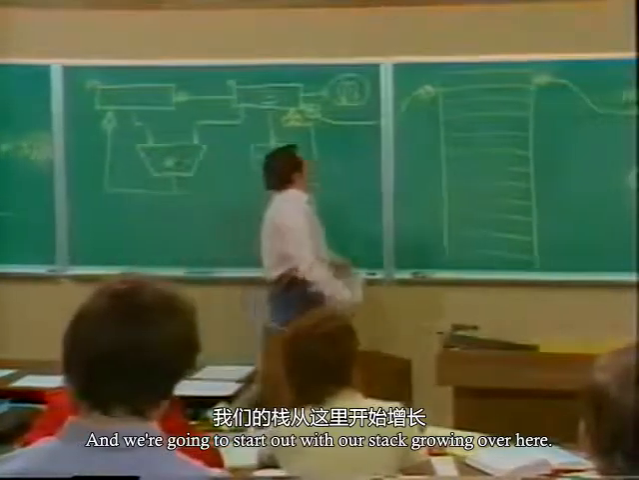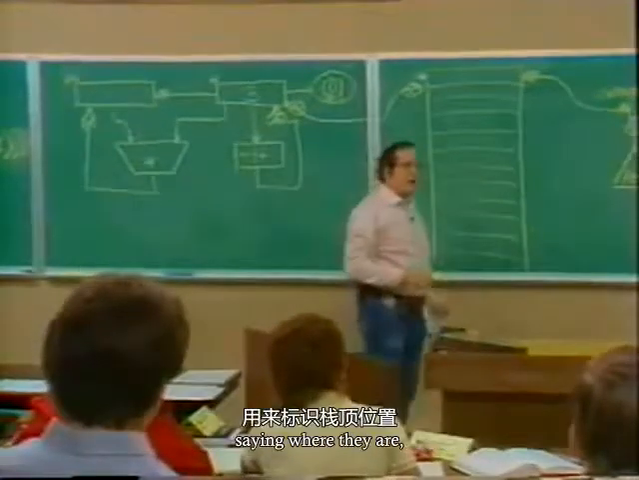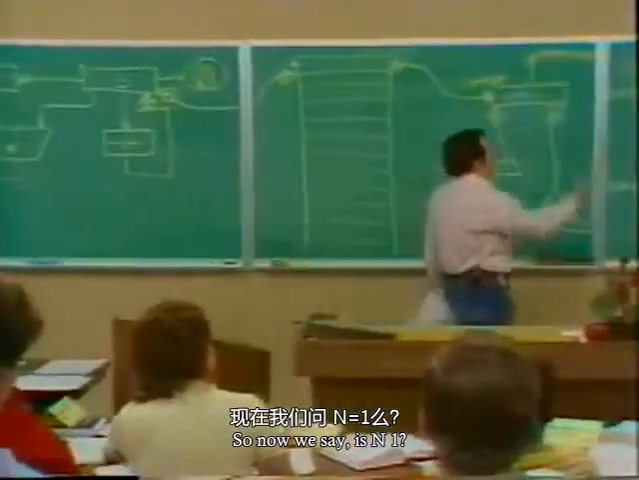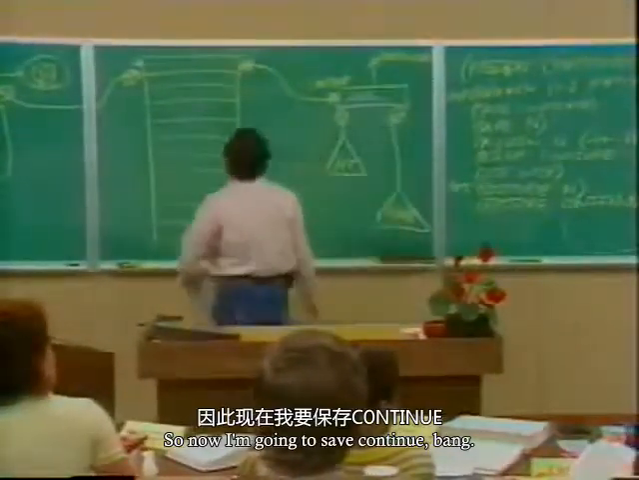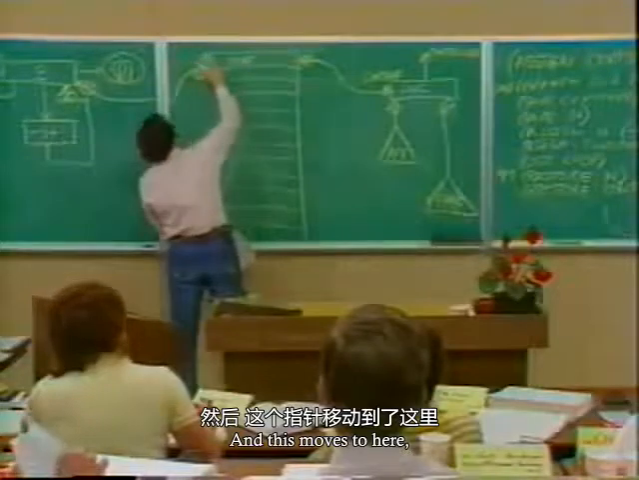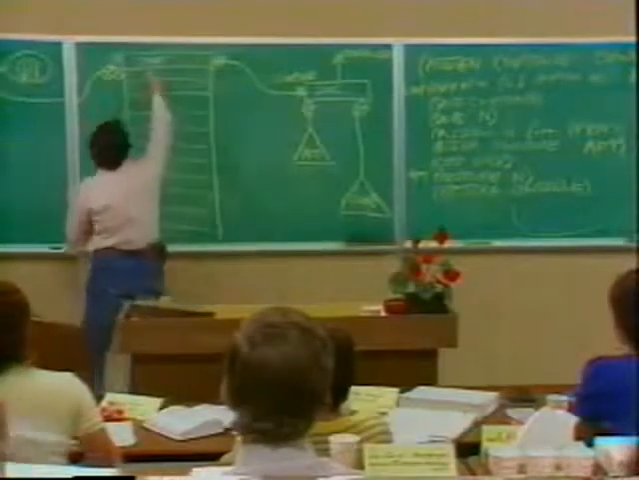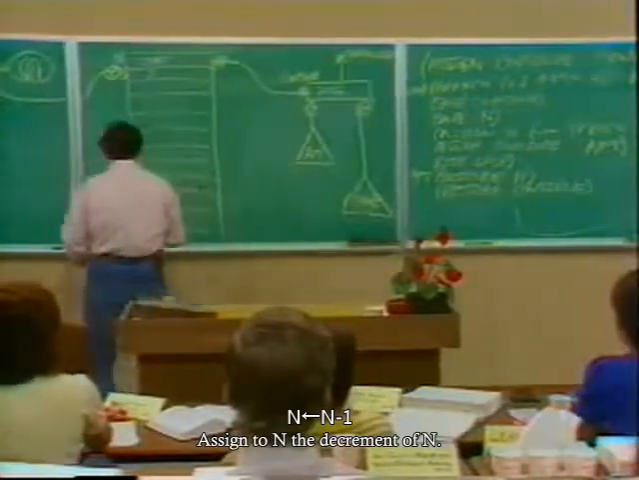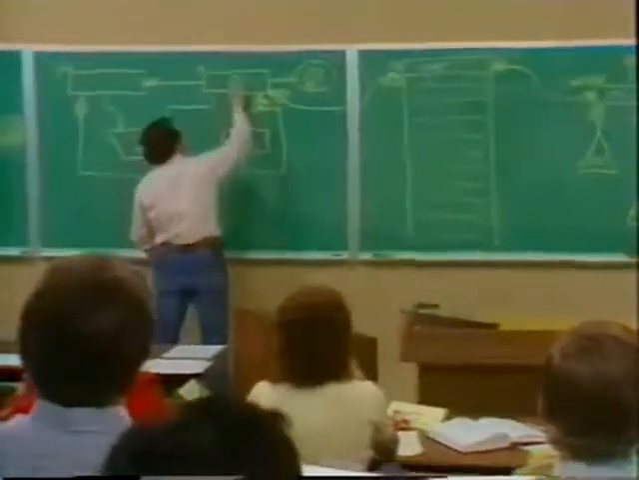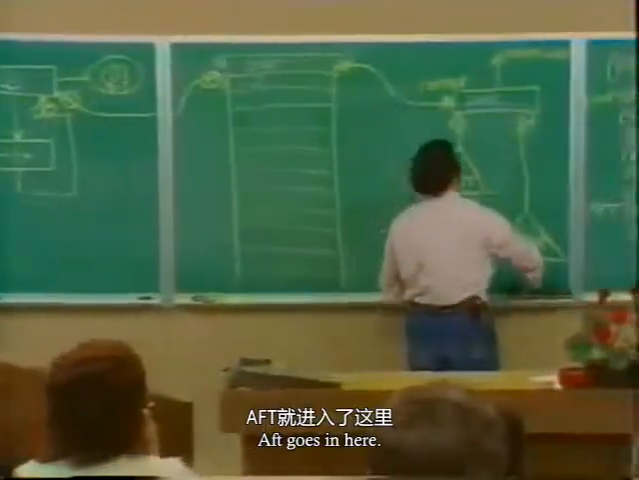And we're going to start out with our stack growing over here. Stacks have their own little internal state saying where they are, where the next place I'm going to write is. So now we say, is n 1? The answer is no. So now I'm going to save continue. Bang. That done goes in here. And this moves to here. The next place I'm going to write. Save n. 3. Okay? Assign to n the decrement of n. That means I push this button, this becomes 2. Okay? Assign to continue aft. So I push that button, aft goes in here.